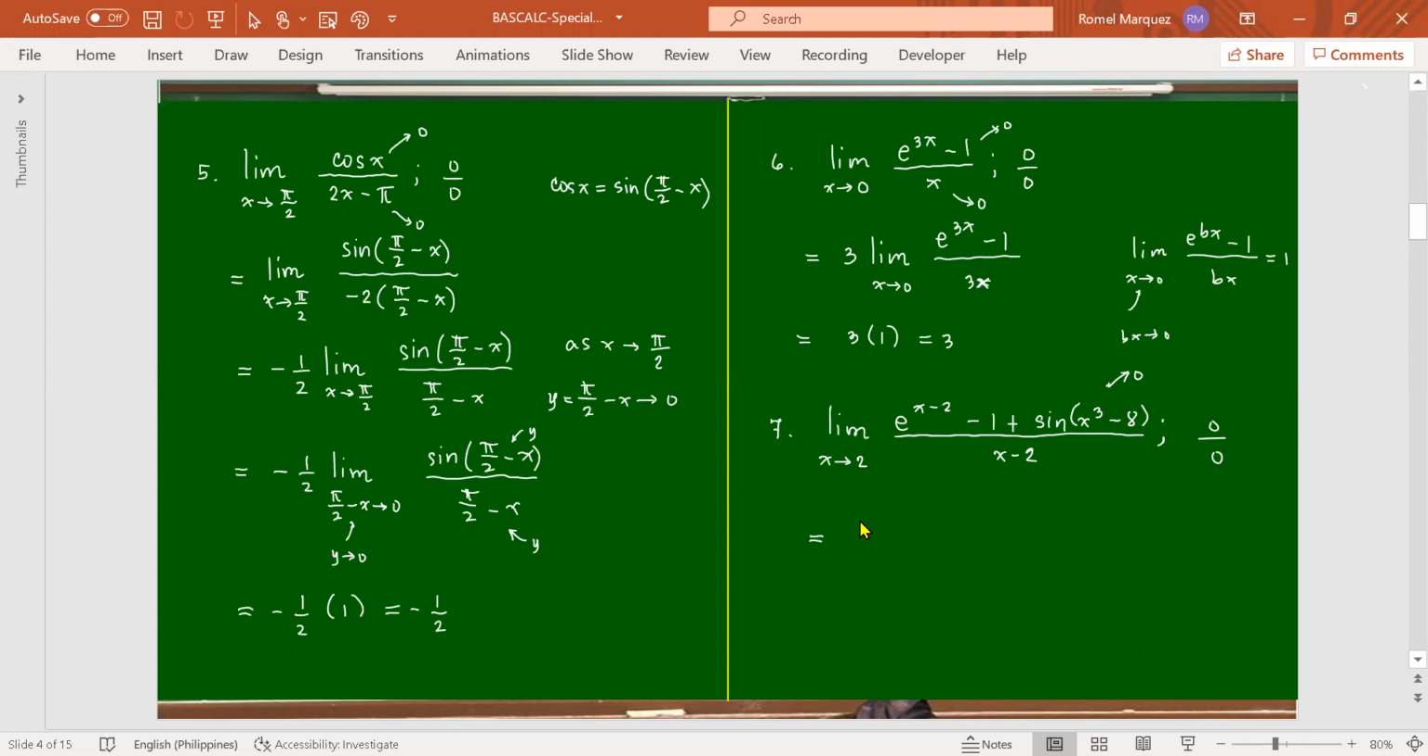So anong gagawin? Dahil hindi naman magka-related, we split, no? Pero split lang sa loob. Split into sum, e to the x minus 2, kasi we're not yet sure kung nag-exist ang limit. You split once you are now sure that the limit will really exist. What am I going to do?